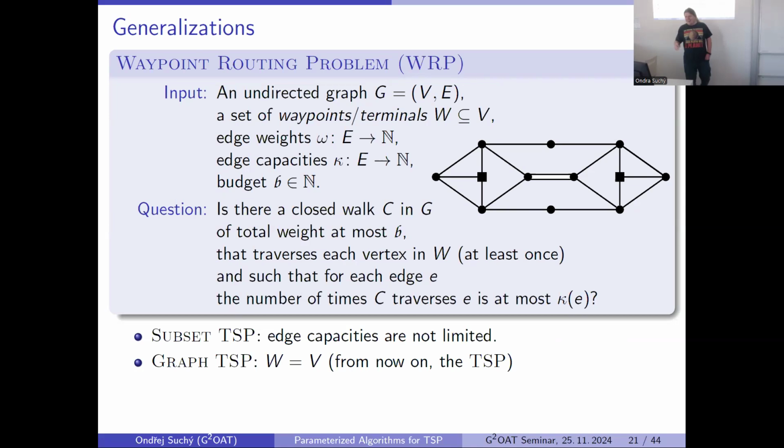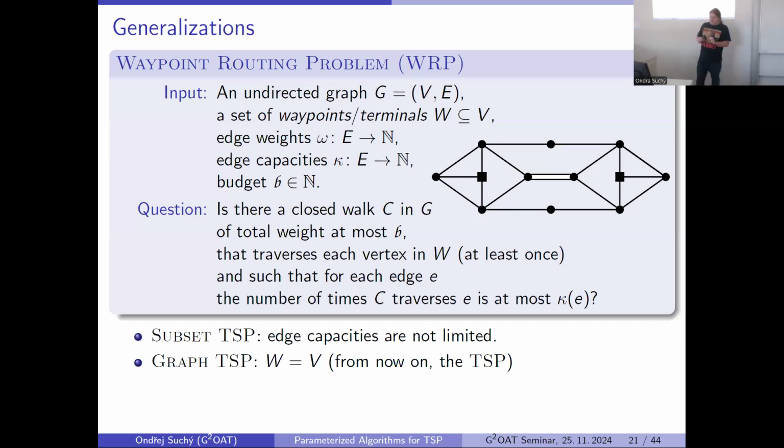Yeah. So let me now. I have already talked about TSP and parameterized algorithms, but the title also promises to speak about generalizations. So let me now introduce some generalization. This is called the Waypoint Routing problem. Here you are still given an undirected graph, but now you're given a set of terminals, interesting points in this graph. You still get edge weights, but now you also get edge capacities, and you get some budget. The question is whether there is a closed walk of total weight at most the budget that traverses each of the interesting vertices, each of the terminals, at least once. It can traverse them more times. And such that for each edge, the number of times that the closed walk traverses the edge is at most the capacity of the edge.